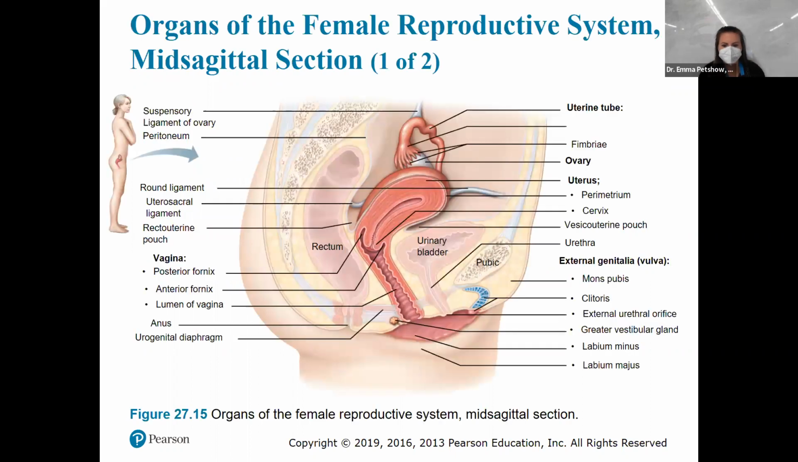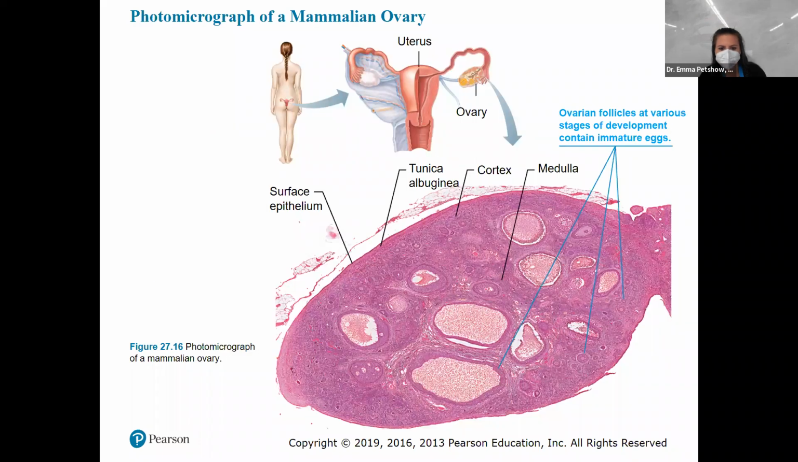So if we look here, I don't know if this is a good picture. It shows a few of them. We'll have a better picture in a few slides. But we can see the suspensory ligament of the ovary is here. I think that's the only one we see in this picture. Oh, we have a round ligament over here. We will get a better picture here.